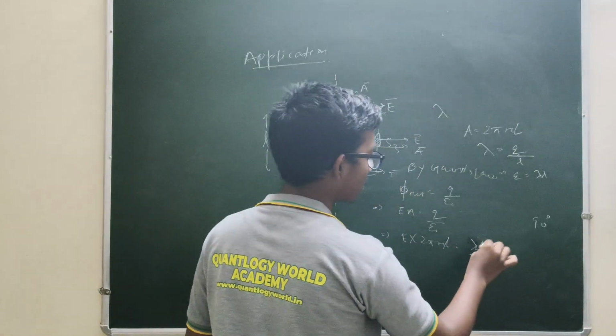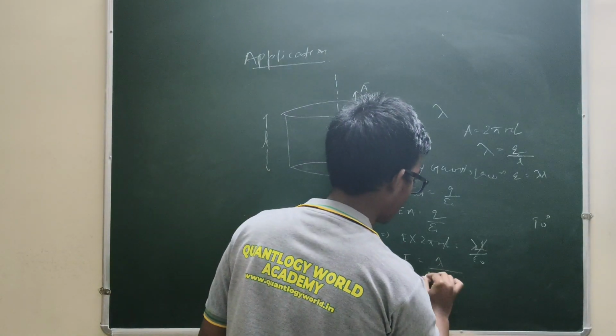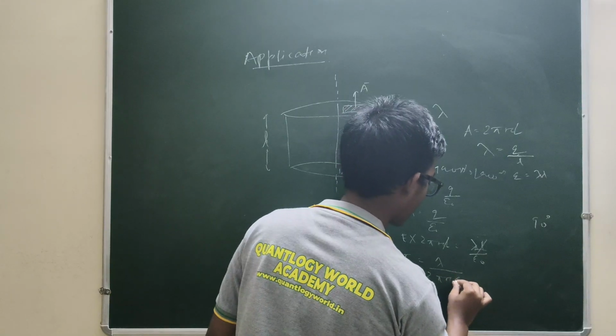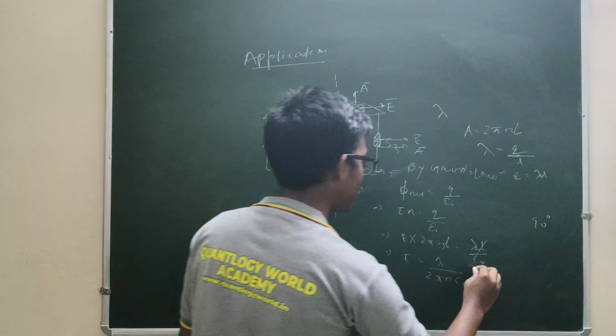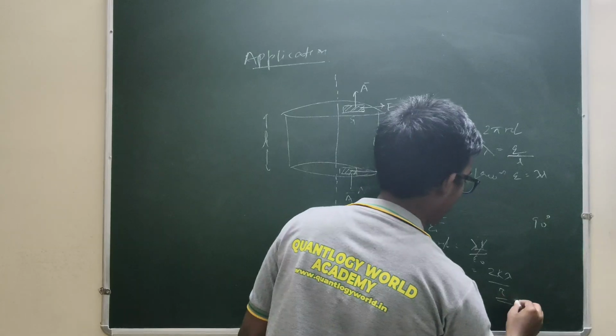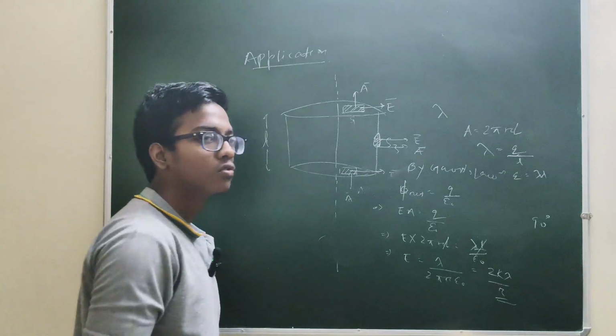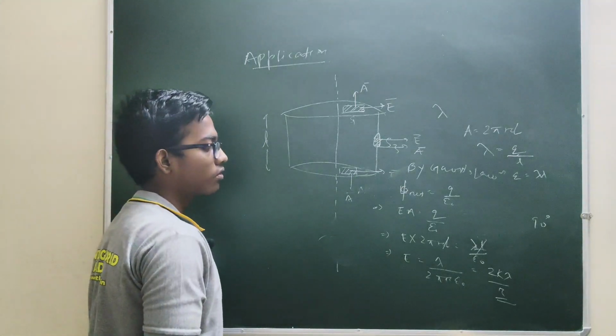So L and L will be cancelled out. So E is equal to lambda by 2 pi R epsilon naught. We can also write it as 2k lambda upon R. So this is the electric field due to an infinitely long charged wire enclosed within a cylindrical Gaussian surface.